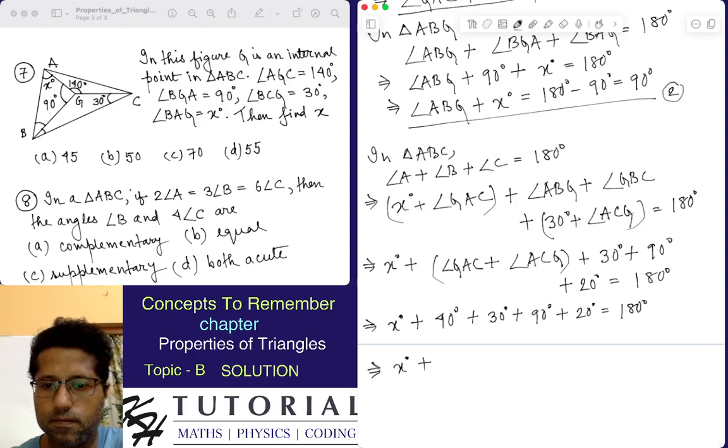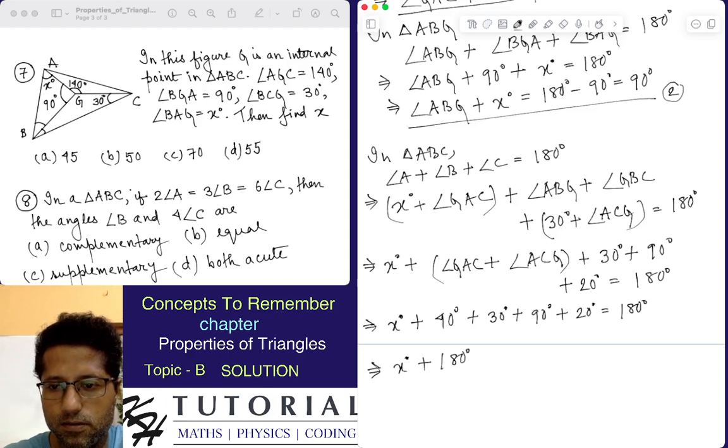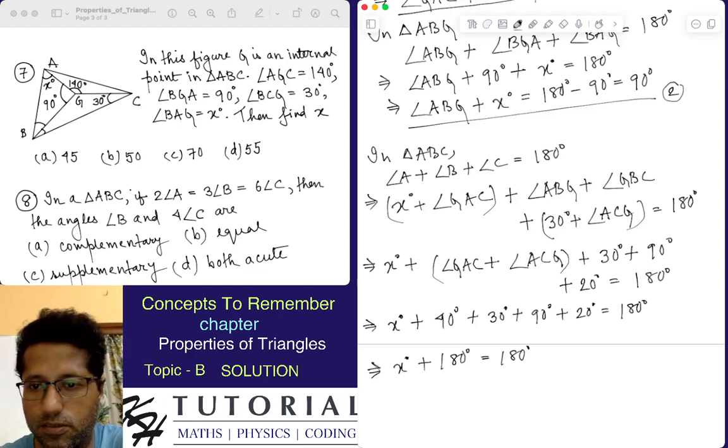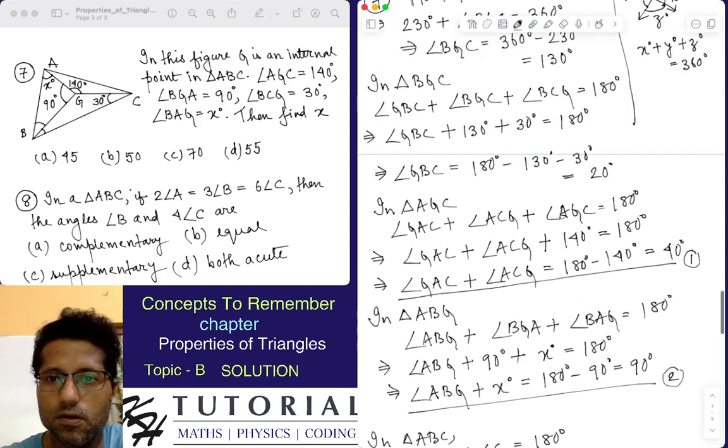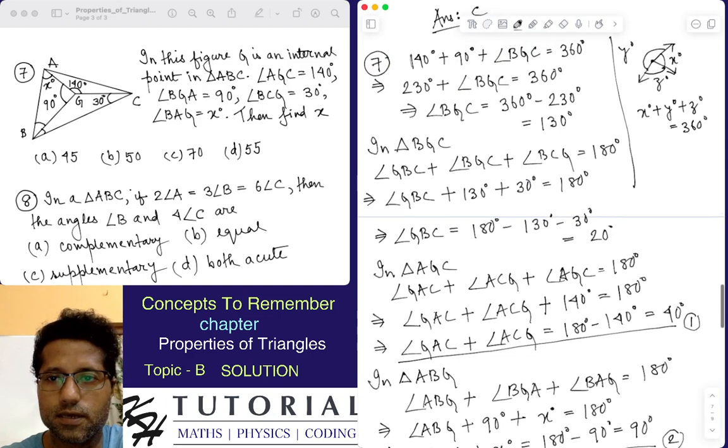No. We are getting 180 degree is equal to 180 degree. This will make x degree 0. No, we are doing something wrong. Let's calculate once again.